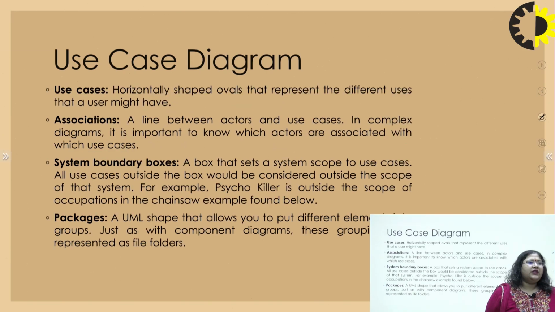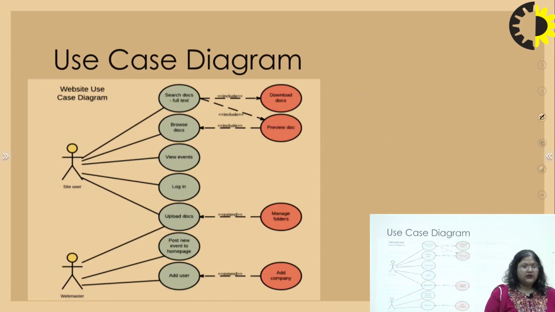So, these are the use cases. I already explained. These are the oval shapes and different uses that a user might have. Associations means we have to connect between the users and use cases and the actors. So, this is the associations. System boundary box, a box that sets the scope of the use cases, and what would be considered outside the scope of the system. This is the system boundary box. Package, a UML shape that allows grouping different elements. So, these are the packages.